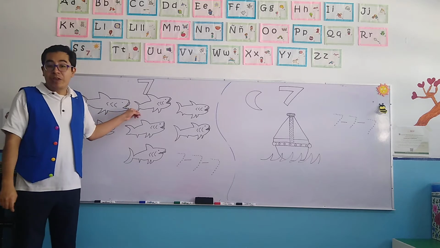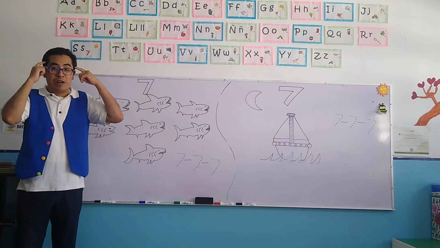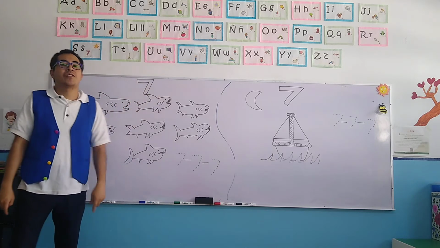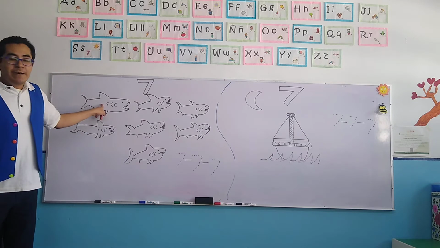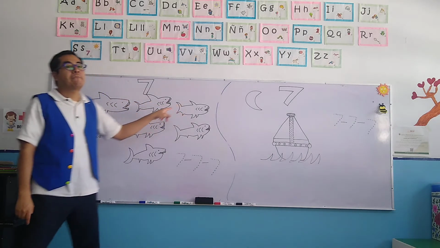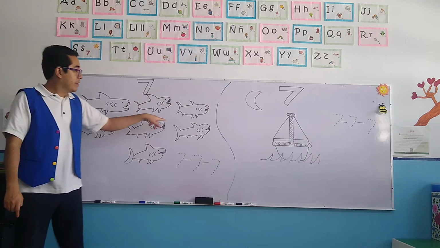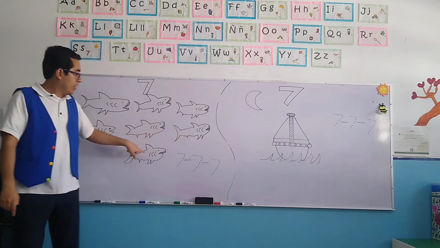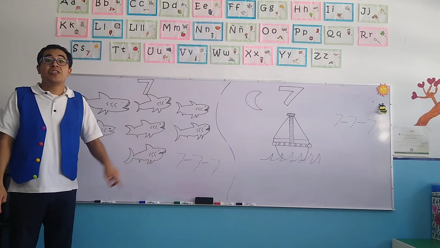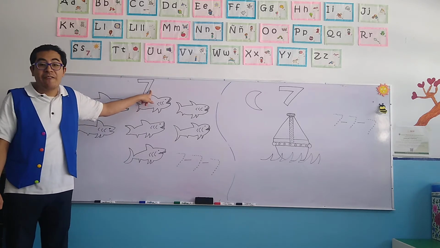Now, we have to count how many sharks appear here on the whiteboard so we can learn what's the number that appears on top of it, okay? Let's start. 1, 2, 3, 4, 5, 6, and 7. There are 7 sharks. So the number that appears on top of it is number 7.